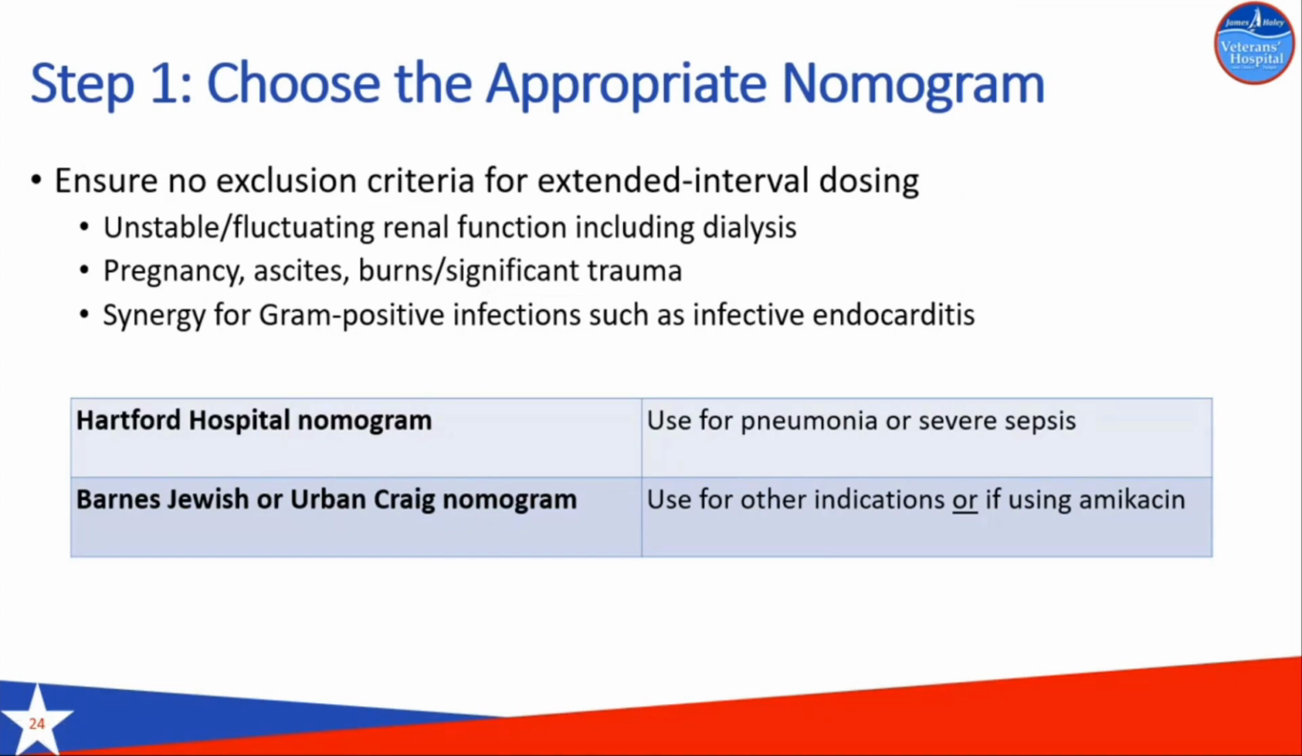The first thing we want to do is ensure that there's no exclusion criteria for extended interval dosing. As long as the patient doesn't have unstable or fluctuating renal function, is not on dialysis, is not pregnant, doesn't have ascites or any sort of significant burns or trauma, and if we are not using this for synergy for something such as gram-positive endocarditis, then we can go ahead and use the extended interval nomogram. And again, I put the indications for the Hartford Hospital and the Barnes-Jewish or the Urban-Craig nomogram up on the screen.